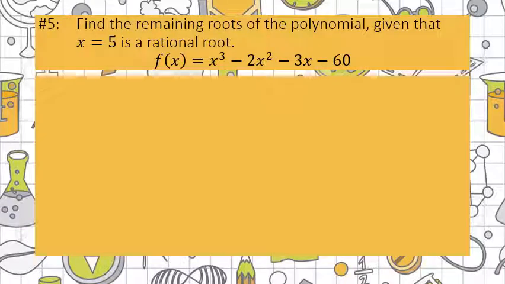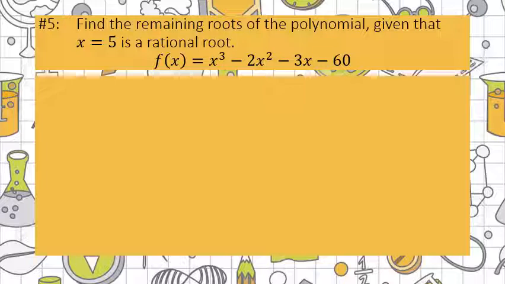We want to find the remaining roots of the polynomial given that x equals 5 is a rational root. So the first thing we'll do is use synthetic division to divide out x equals 5, and then we can use the quadratic formula to solve the rest of what we have left.